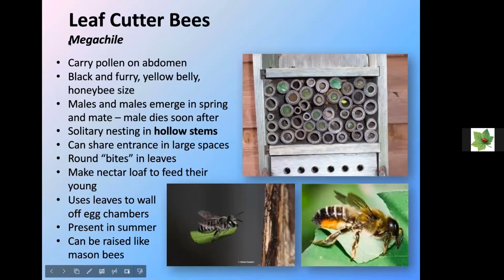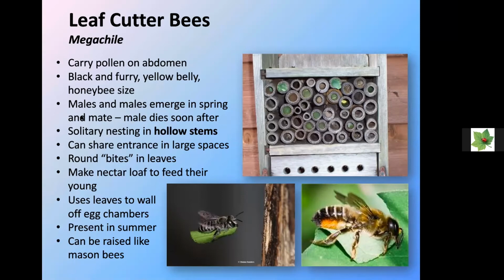So with our leafcutter bees, they carry pollen on their abdomen, and they are black and furry with yellow bellies, honeybee size. They're pretty cool, and they will also use little tubes to lay, but instead of the mud, they will actually put leaves in to pack in between their different eggs. The males emerge in spring and mate, and then the males die soon after. They are solitary also, just like our mason bees, and they can share different entrances with larger spaces.